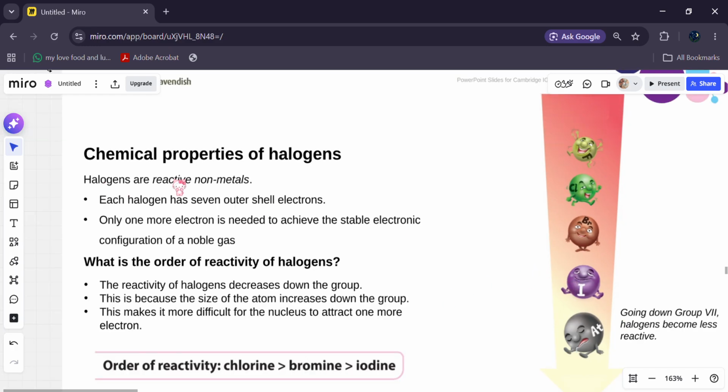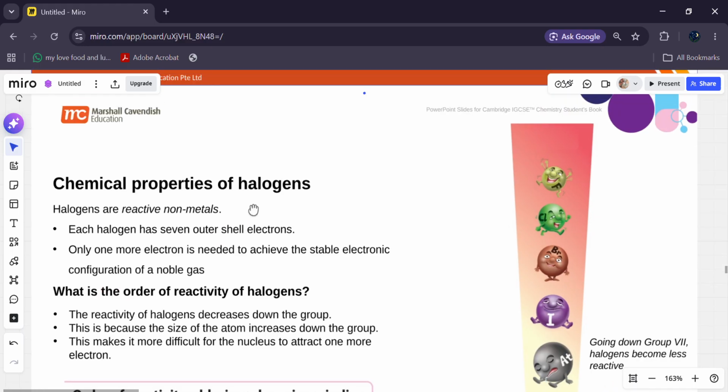Now, halogens are reactive nonmetals. Each halogen has 7 outer shell electrons. This is because they're in group 7. Only one more electron is needed to achieve the stable electronic configuration of a noble gas.